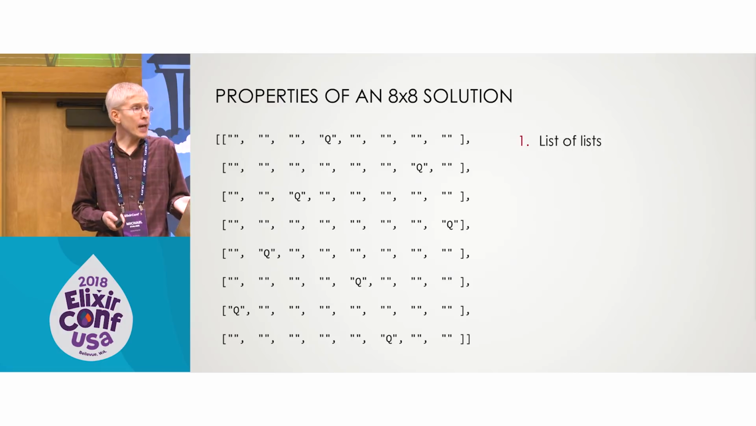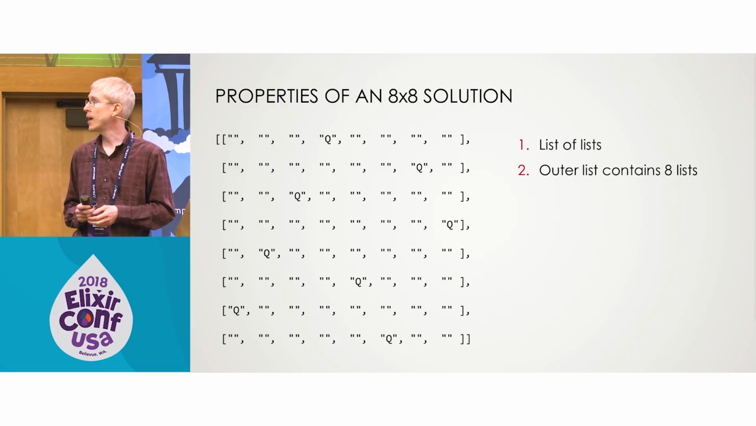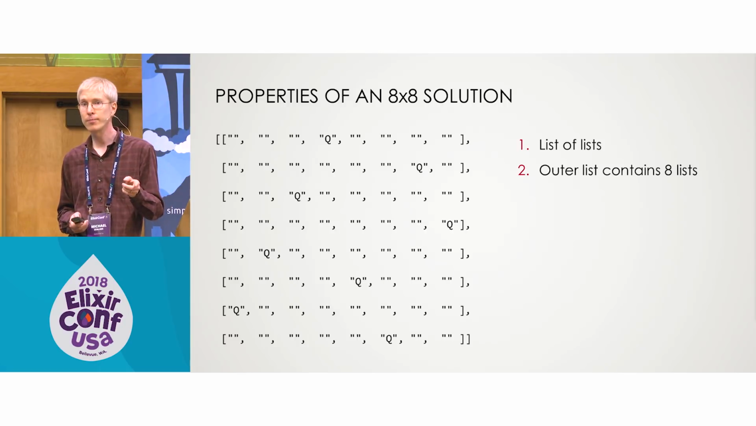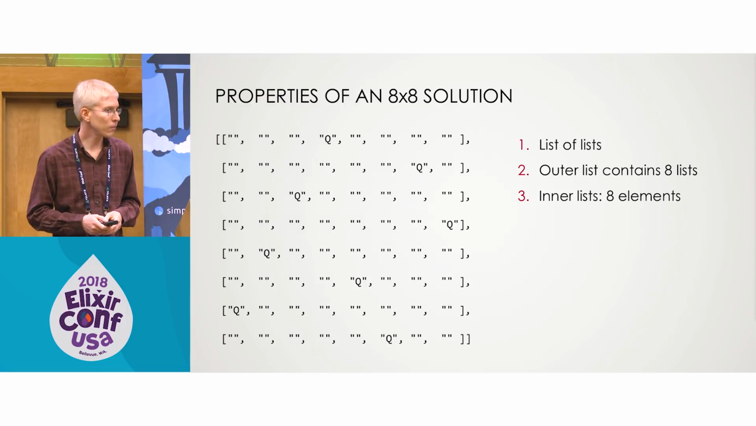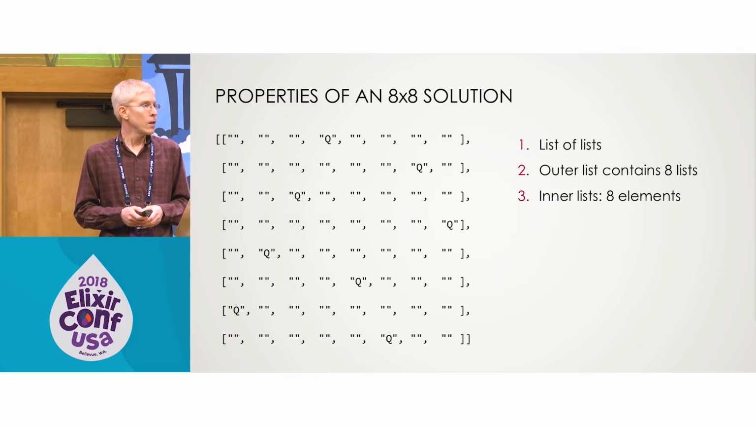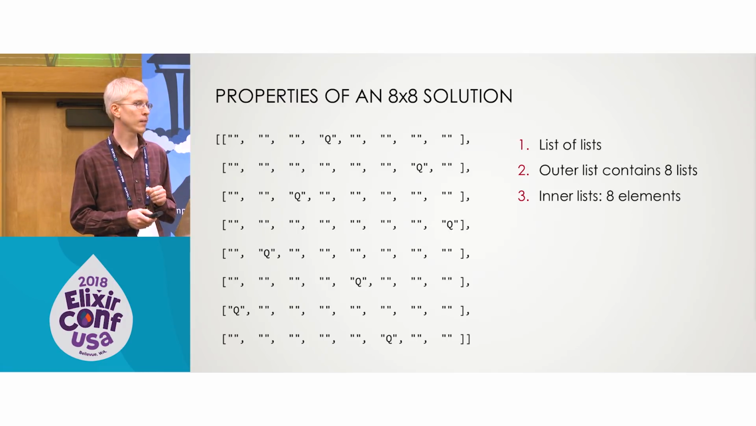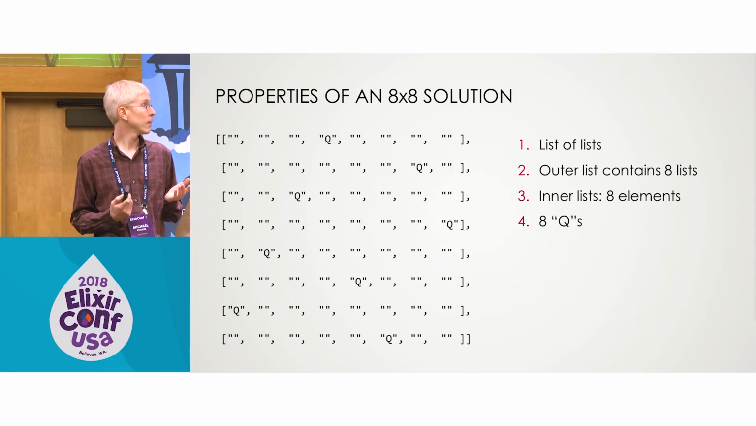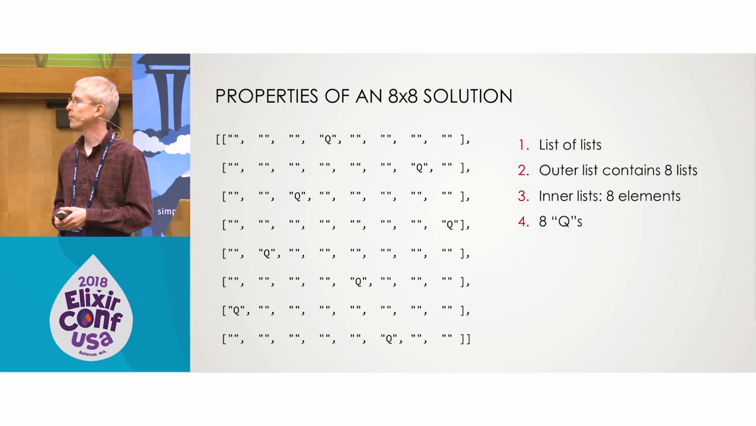Could we say anything about the size? We sure can. The outer list has 8 elements in it, and each of the inner lists also has 8 elements. Enumeration is at work here as well. How many queens are we supposed to have? 8. Okay, so we're counting specific values here.